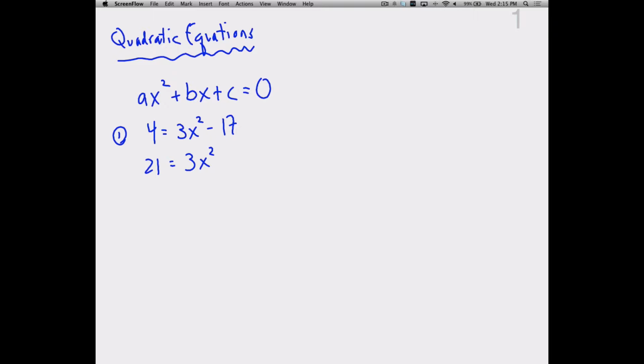What do I do next? Divide by 3. And 7 is equal to x squared. How do I get x by itself? Square root.